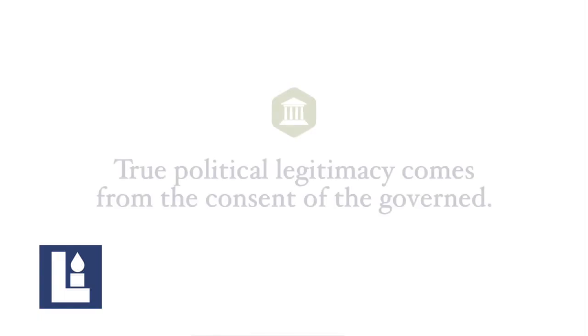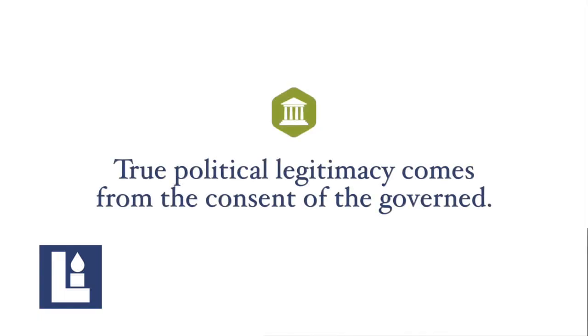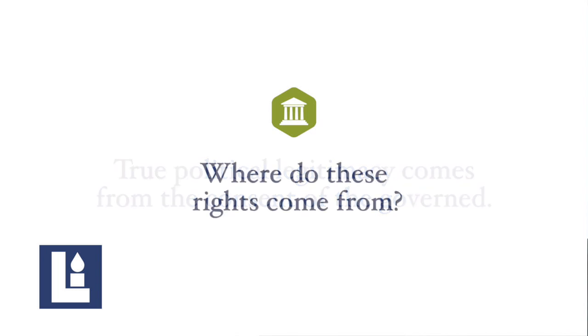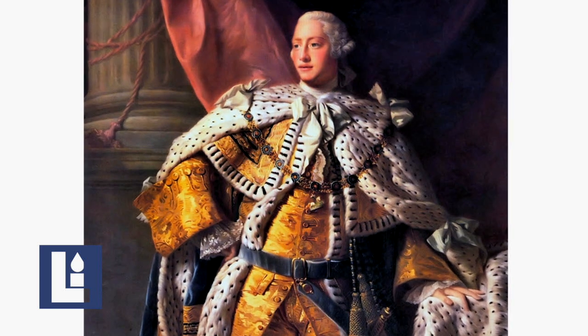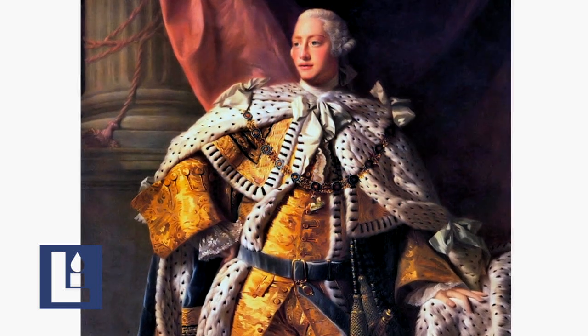If all men are created equally, and true political legitimacy comes from the consent of the governed, then the question must be asked, where do these rights come from? Now, before the American founding, our rights were bestowed upon us through the British common law that passed down from one generation to the next, based on whatever decree the king or the parliament allowed at the time. All of this was based on the idea that only the crown or government could decree our rights.